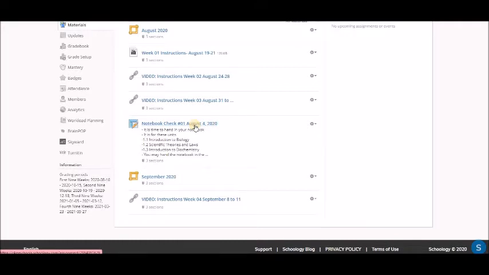By the way, if you still have not given me your notebook check, and many of you haven't, this is where it goes, and you need to get it in there soon because a lot of you have a 0 on it.